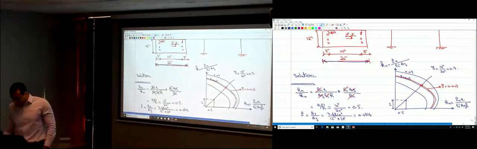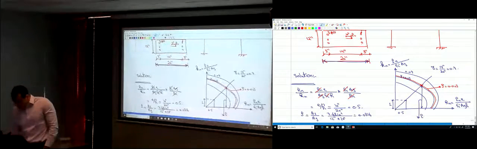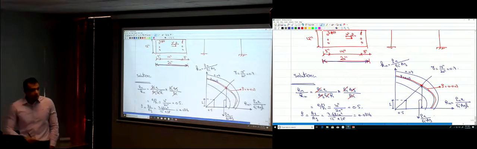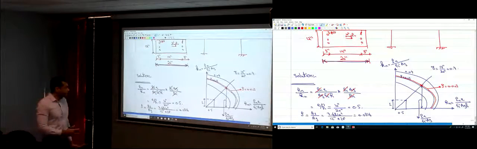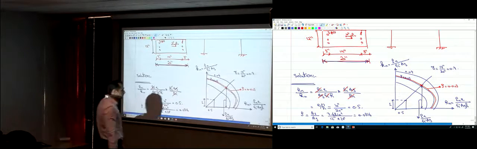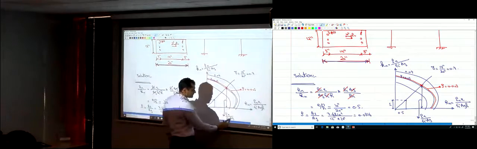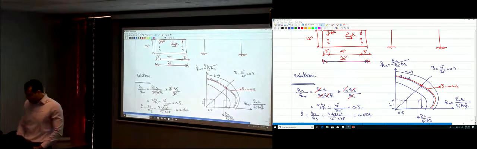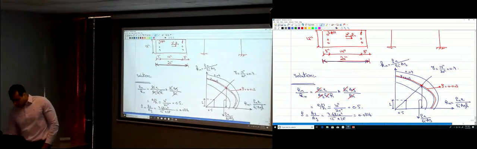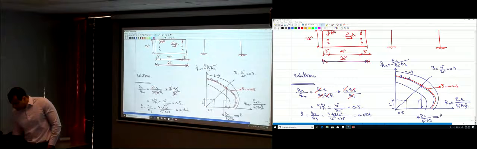For that point, how much is Pn? How much is that dimension? This is Pn divided by Fc prime area gross. From this, you can solve for Pn. You measure this dimension, then you multiply by Fc prime area gross, and you find the Pn that you were looking for. So that's the strength of that column. Okay? So Pn, from here, is going to be equal to 460.8 K.